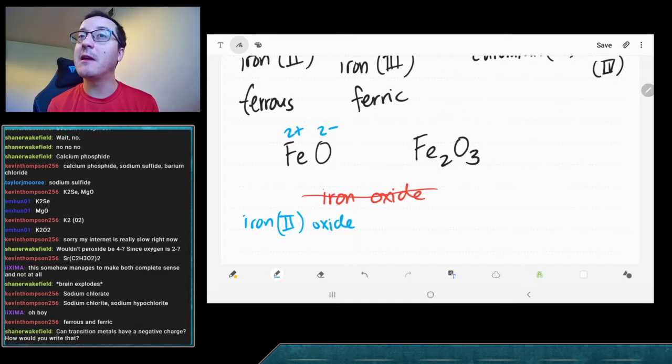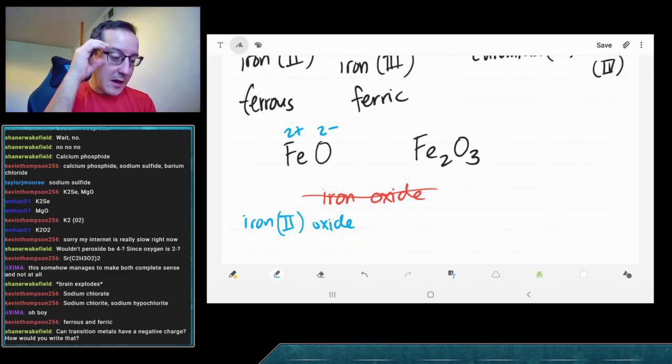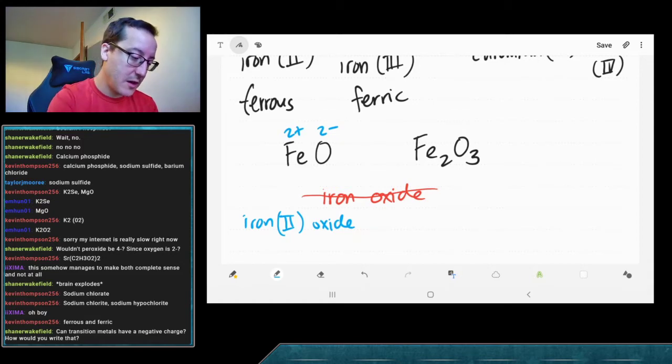Yes, transition metals very rarely do have a negative charge. There are a very few examples, but I will show you one just to engage your curiosity. But most metals, 99.9%, are going to be positively charged. So there's a very few number that can go negative.